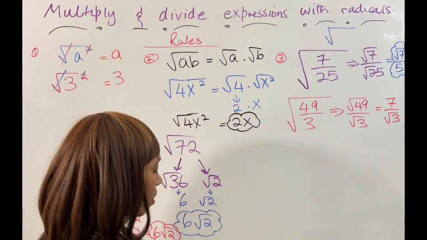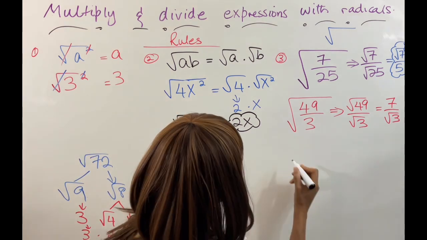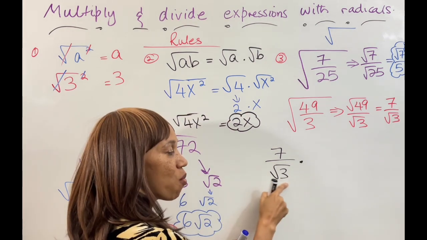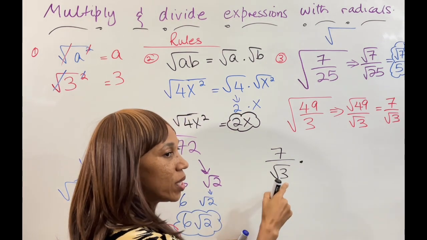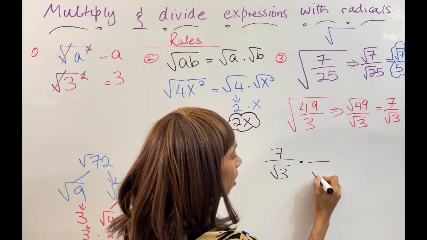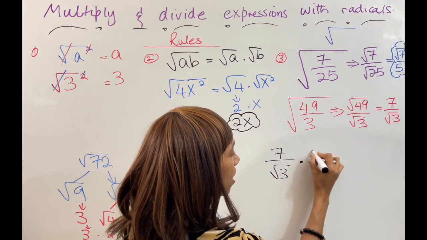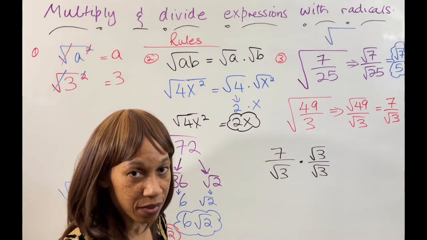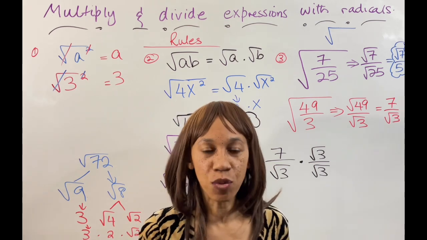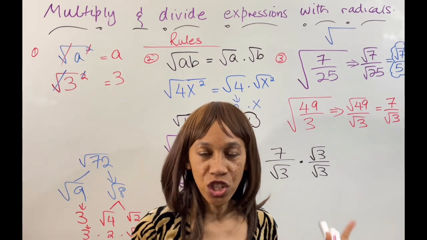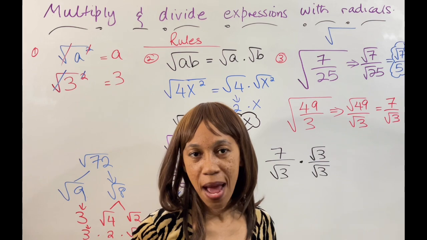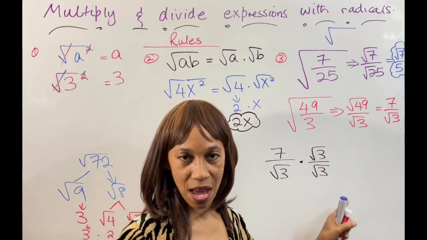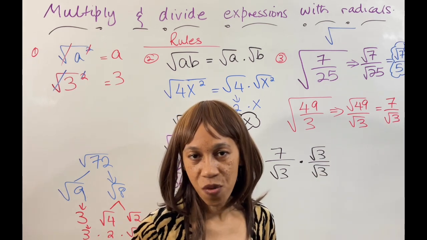So, you are going to take that 7 over radical 3 and multiply it by what we have as the denominator here, which is equivalent to 1, meaning multiply it by radical 3 over radical 3. This is equivalent to 1. It's just the same concept as when you are multiplying a fraction, right? You multiply it by 1, and you make that denominator the same. It's the same concept, all right?